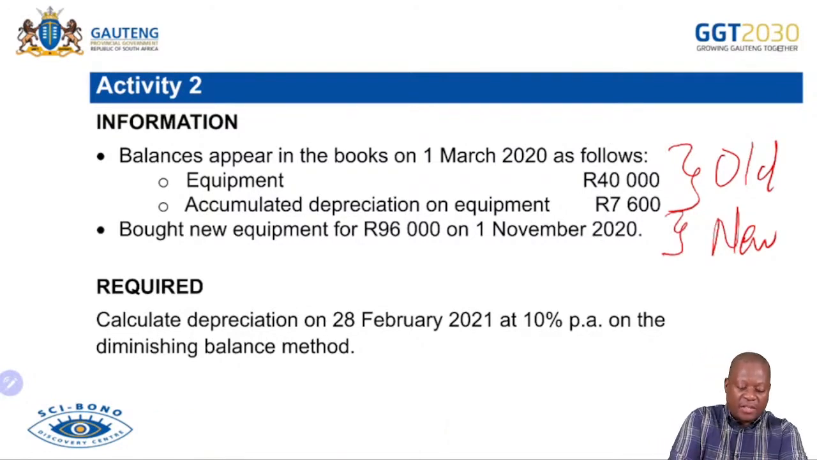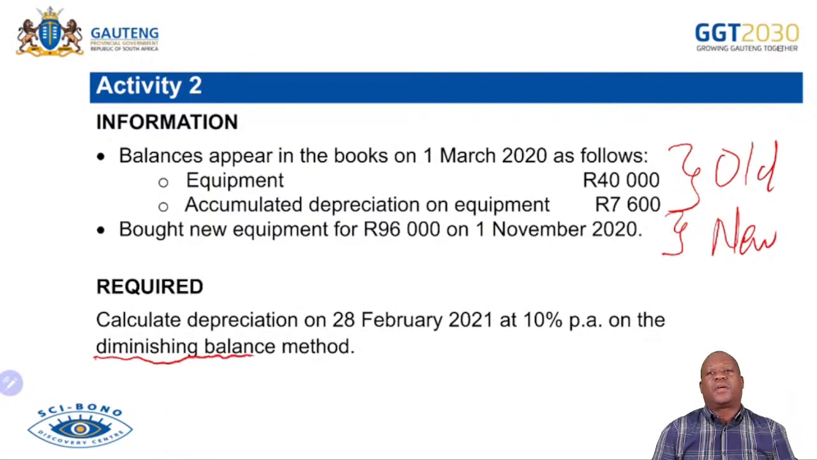And why are we troubling ourselves by calculating the carrying value? It is because of the method. We are using the diminishing balance method. Why are we having to calculate the carrying value? Because we are using the diminishing balance method. Hope you got that part correctly.